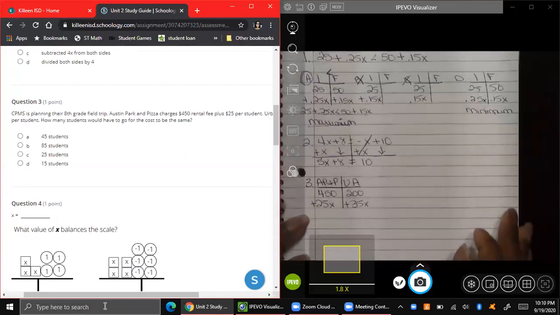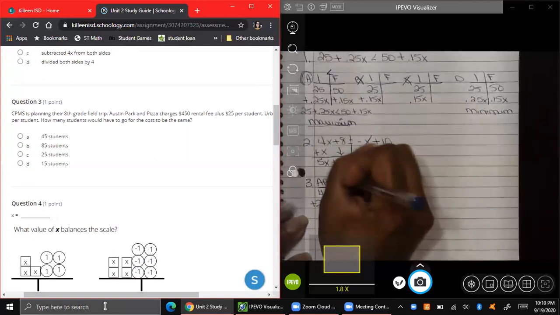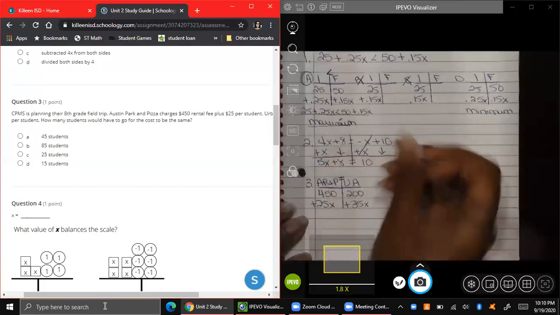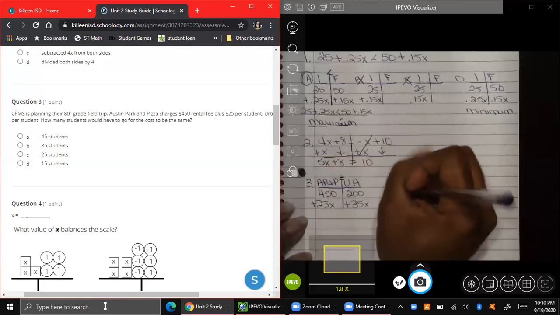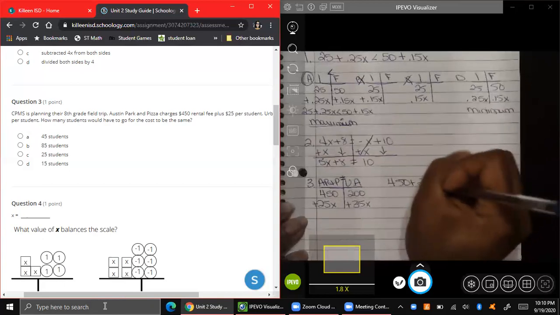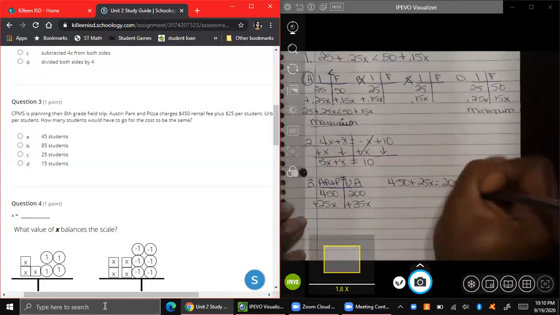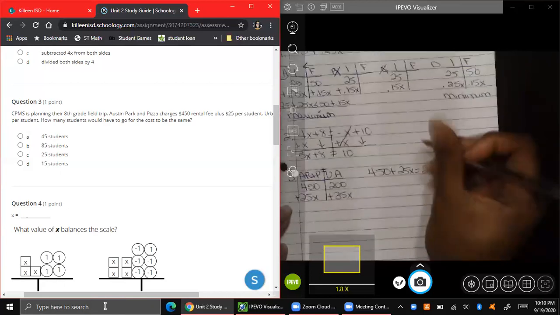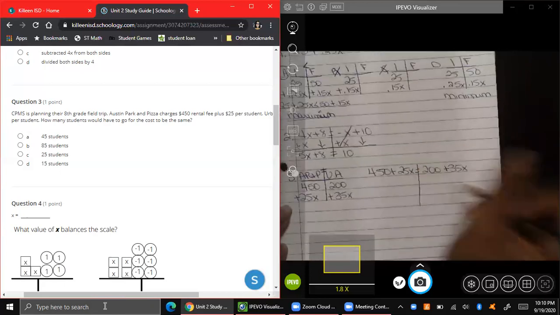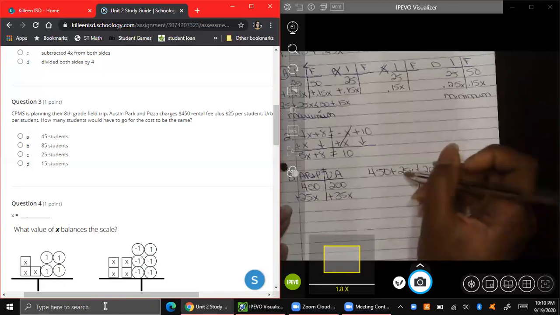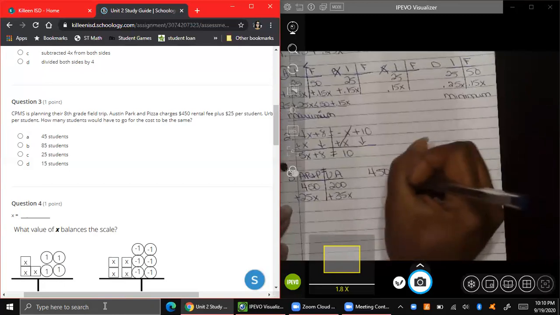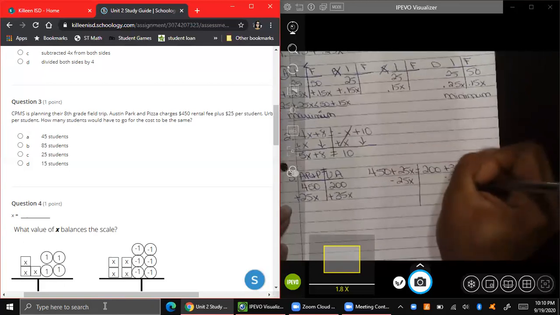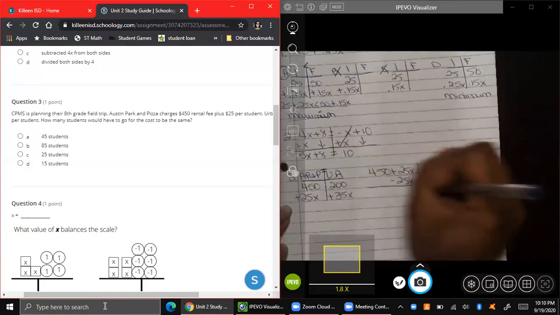So now that I have my T-chart, it says for the cost to be the same. So we're going to set those equal to each other. So now that we have our equation, we're going to go ahead and write it out. 450 plus 25x equals 200 plus 35x. When I'm solving, I like to start off with my smallest variable. So my variable is the 25x. It's currently positive, so to get rid of it, I'm going to subtract 25x and subtract 25x.